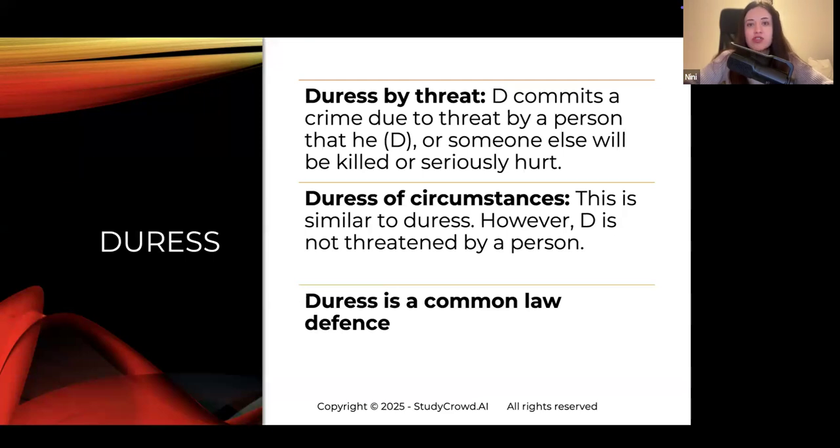Duress. What is duress? Duress by threat. This is when the defendant commits a crime due to a threat by a person that he or someone else will be killed or seriously hurt. So if someone tells the defendant that if you don't do this, we're going to hurt you or someone else. Duress by circumstances. This is similar to duress by threat, but in this case, the defendant is not threatened by a person, but threatened by circumstances. Duress is a common law defense and it applies to all criminal law offenses, not just to fraud.